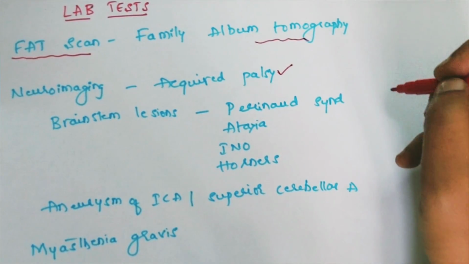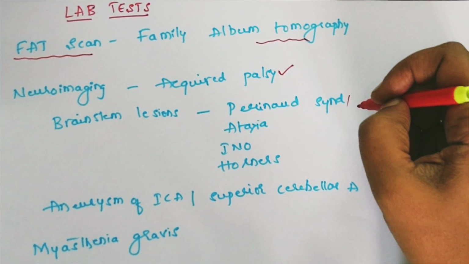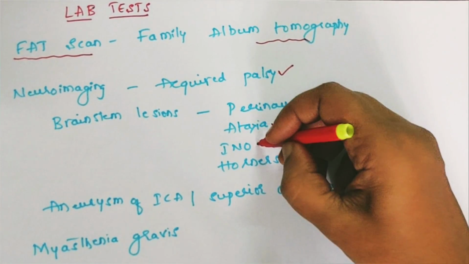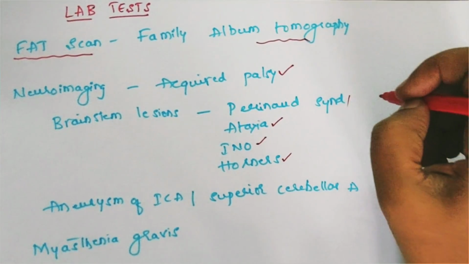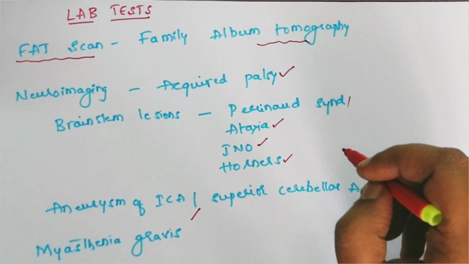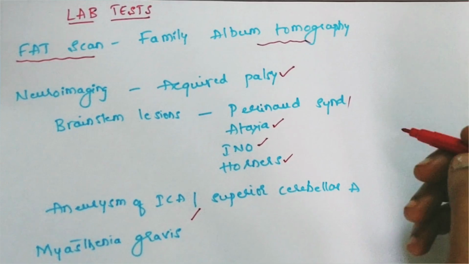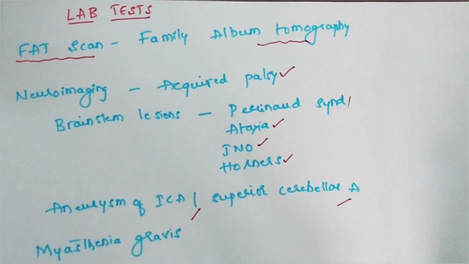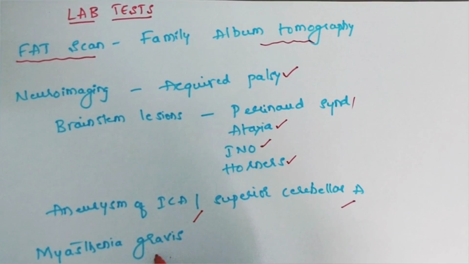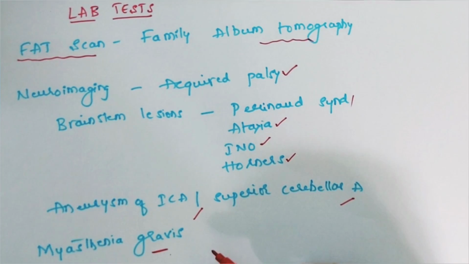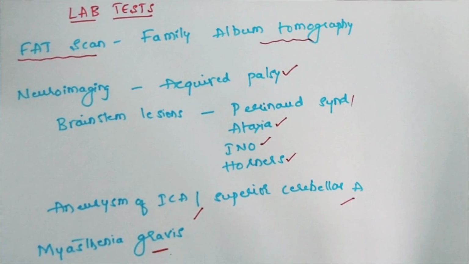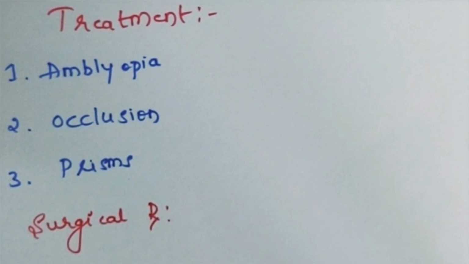There can be brainstem lesions which lead to Parinaud syndrome, which has the components of ataxia, INO and even Horner syndrome. Superior oblique palsy can also set in in case of aneurysms of the anterior carotid artery or the superior cerebellar artery. And one more investigation which is needed is to rule out myasthenia gravis, where there is a positive edrophonium test. So moving on to the treatment.